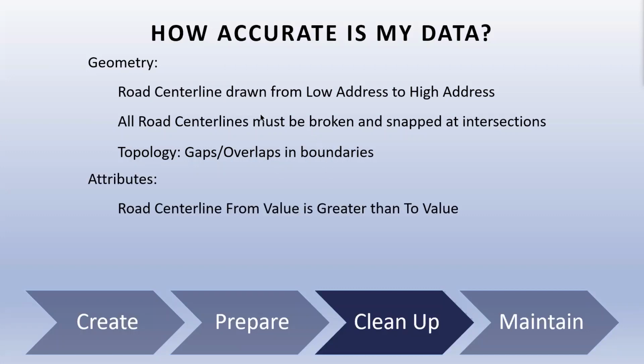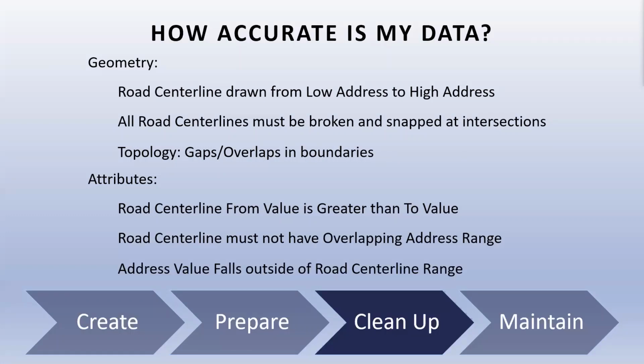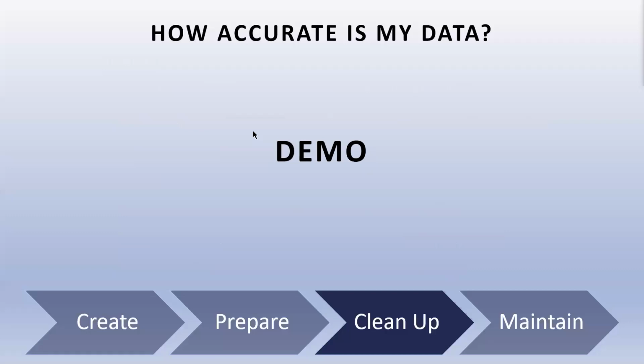As far as attributes go, we're looking for, is the road centerline from value greater than the to value? That would be a problem that we'd want to at least look into. And do we have overlapping address ranges, or does the address point value, the address number there, fall outside of the road centerline range? There's a whole bunch of things we can look for, but what I want to show you next is how we utilize Data Reviewer to do that.